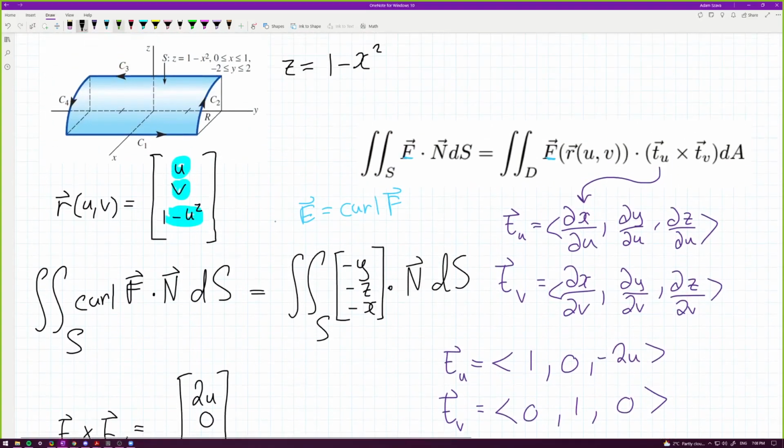Something I always forget to do is put bounds on the parameters here. The way we do that is we look at the picture. Let's look at our x-axis first, which is our u variable. Our x-axis goes from 0 to 1, so u is going to go from 0 to 1.